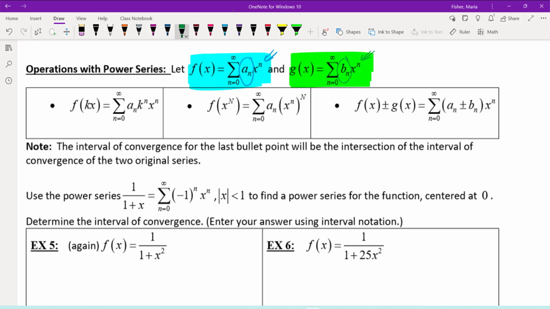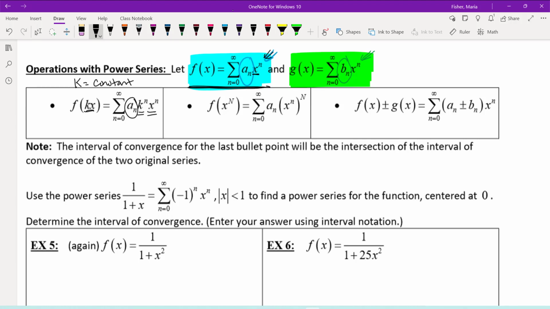The first two are very similar because both of them deal with composite functions. The first bullet point says that if you have f of k times x, where k is equal to a constant, then you could rewrite this series as, instead of x, you'd write k times x, distribute your power of n, and then you'd have whatever your formula is times k raised to the n times x raised to the n.